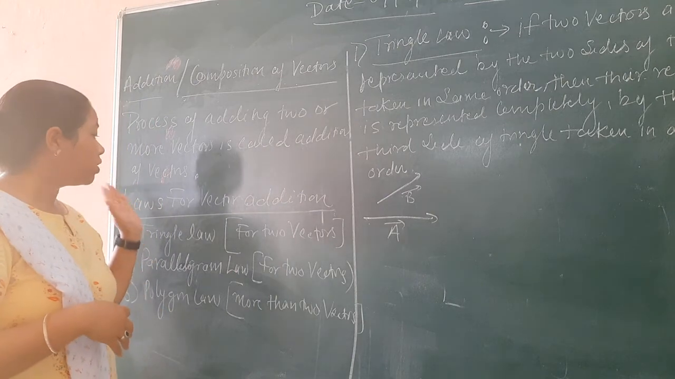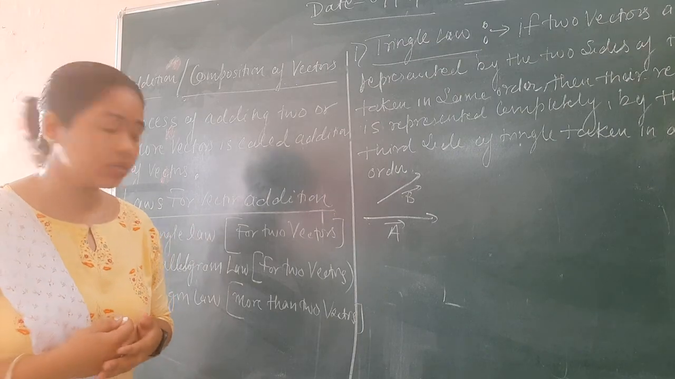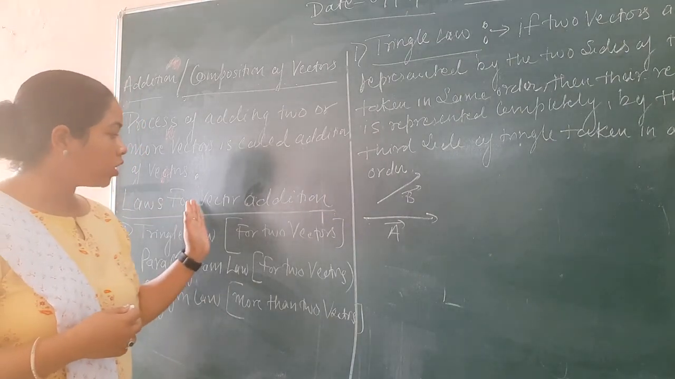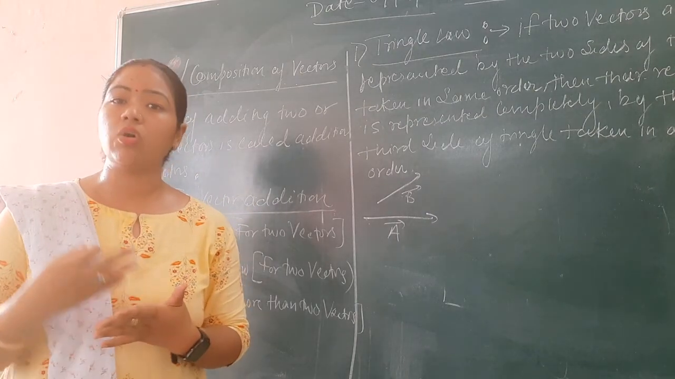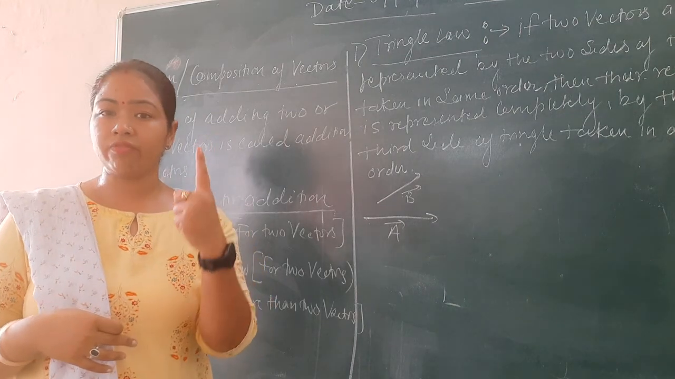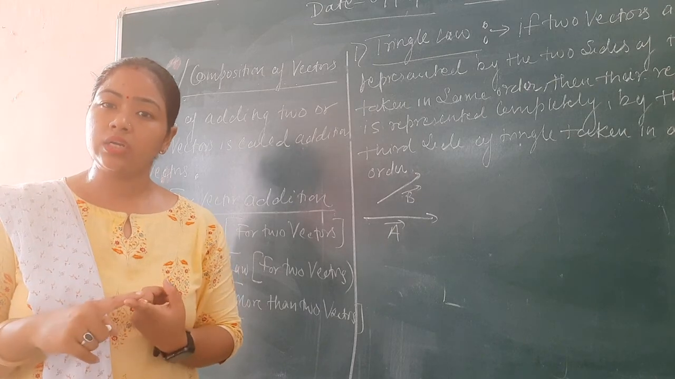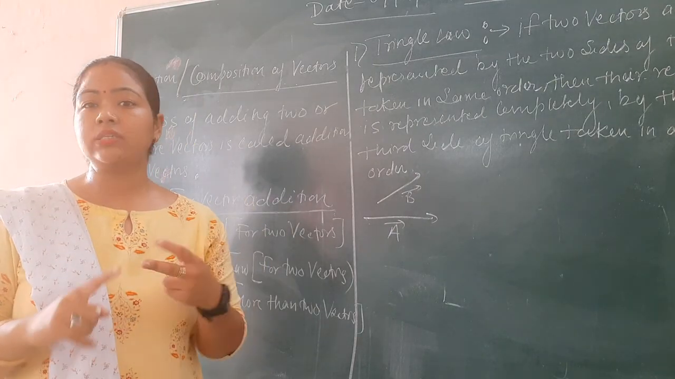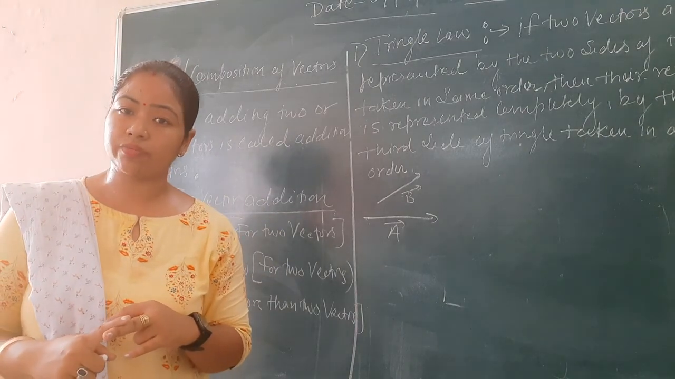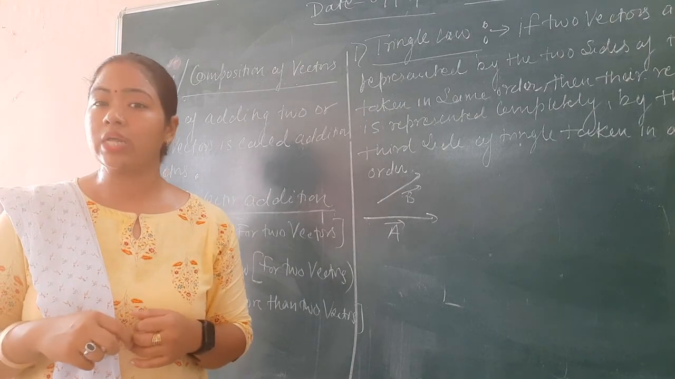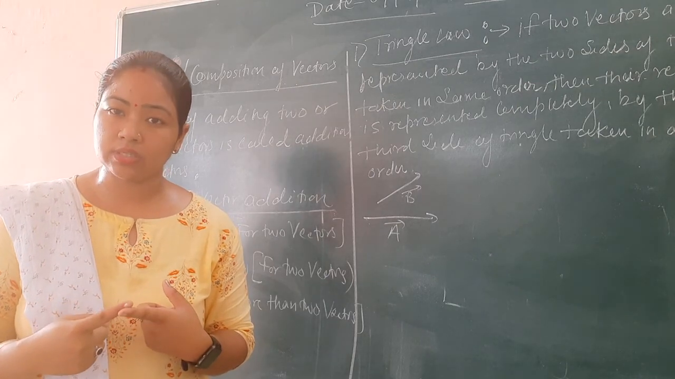For this process, we have specific rules, special laws for the addition of vectors. We have three laws for addition of vectors. The very first is the triangle law of vector addition. The triangle law is used to add two vectors, right? Next, the parallelogram law of vector addition. The parallelogram law is also used for the addition of two vectors. And the third is the polygon law of vector addition, which is used to add more than two vectors, right?